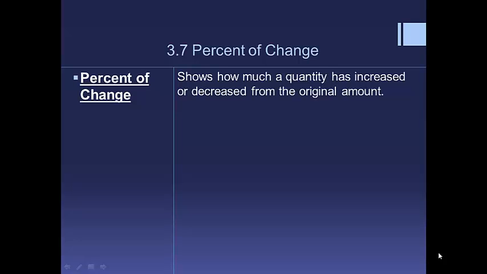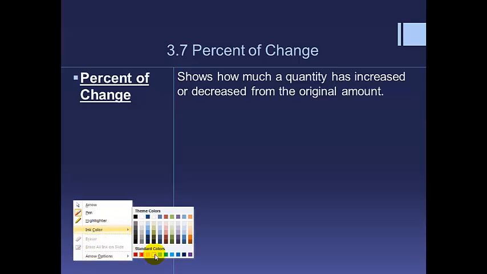In the last section, we were given percents, and we used those percents to find discounts on prices. We found retail prices after we put a markup, and we found what a commission was. So we were given the percent. In this section, we actually have to find the percent. So we call this the percent of change. So how much did the number change?